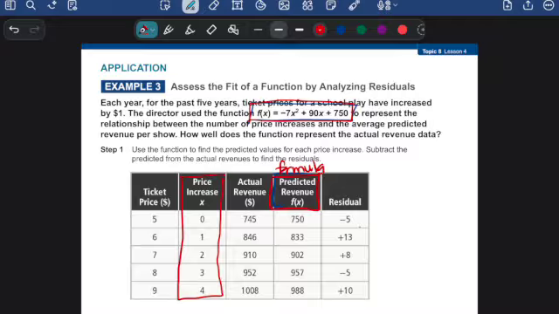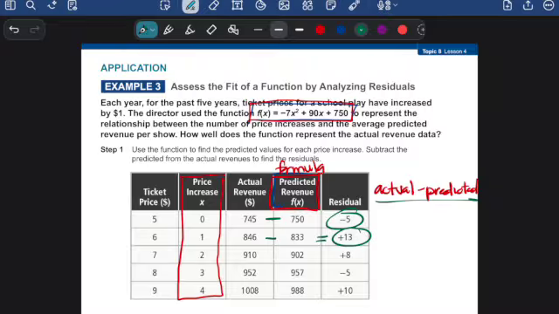Remember, it's the actual minus predicted, so it's the difference between the predicted values and the actual y values. So this is actual minus predicted, and we have that in the table. We have the actual revenue and the predicted revenue. You will need to know how to calculate residuals on a test, so make sure you know how to do this and remind yourself: actual minus predicted gives you the residual.